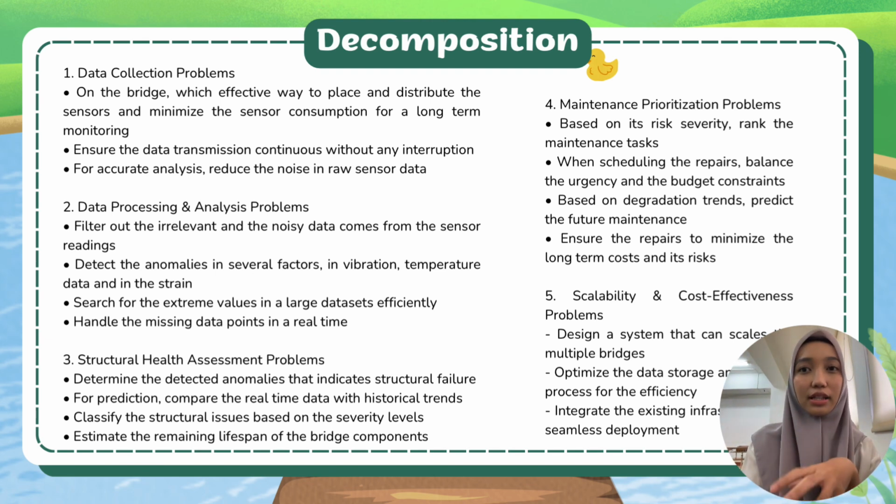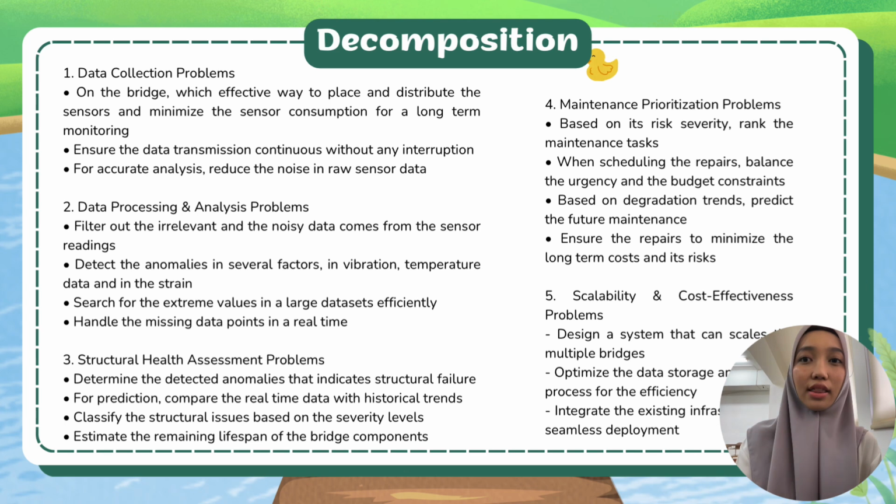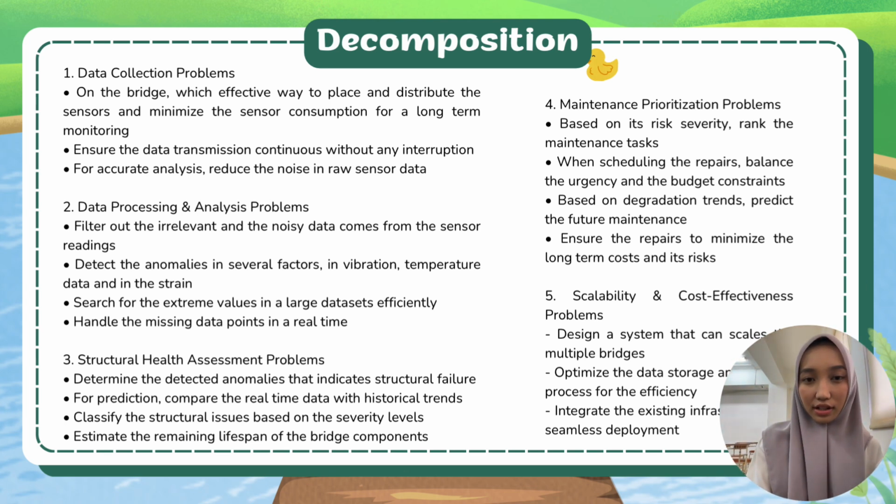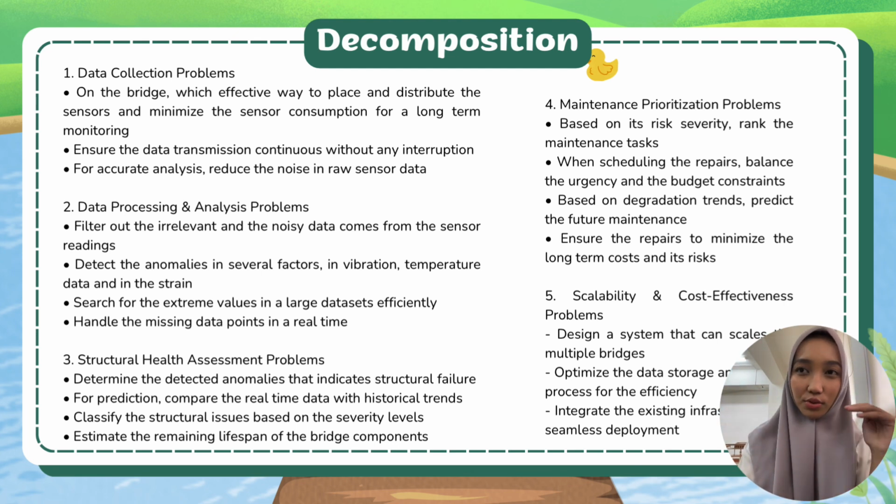We have to determine which detected anomalies indicate structural failures, and then for prediction we compare the real-time data, and then we classify the structural issues, and then we estimate the remaining lifespan. The fourth point is maintenance prioritization problems. Based on risk, we have to rank the maintenance tasks, and then schedule the repairs, and based on degradation, we predict future maintenance, and then we ensure the repairs minimize the long-term cost.